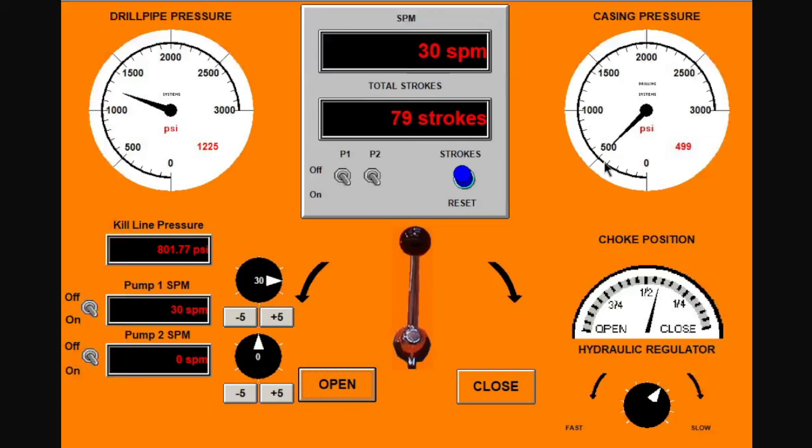The other way we can figure it out is looking at the kill line. It's around 800. Casing gauge, or dynamic casing pressure, is 500. The difference between the two is 300 psi, which means choke line friction is 300 psi. Now we look at the drill pipe gauge. Drill pipe is reading 1230 almost. So this is the ICP. We read and believe this value.